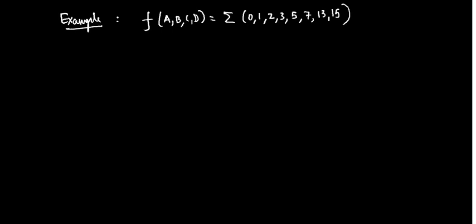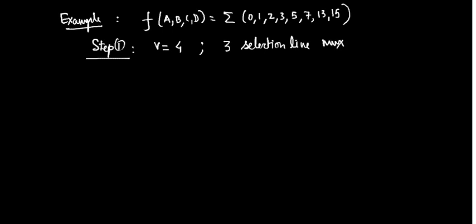So you need to implement this using a multiplexer, isn't it? As a thumb rule, what is that? You check, step 1: how many variables are there? V equals 4. So you will require V minus 1, that is 3 selection line multiplexer. That means 2 to the power 3, an 8 to 1 mux.